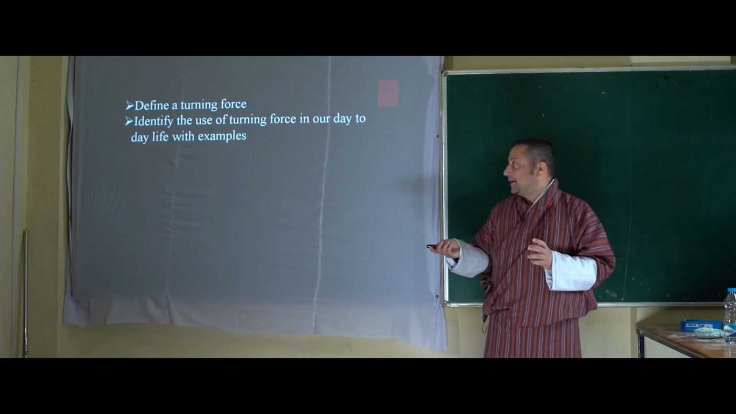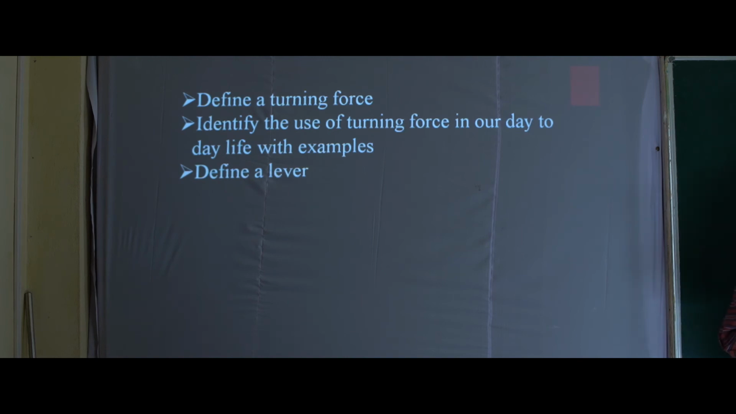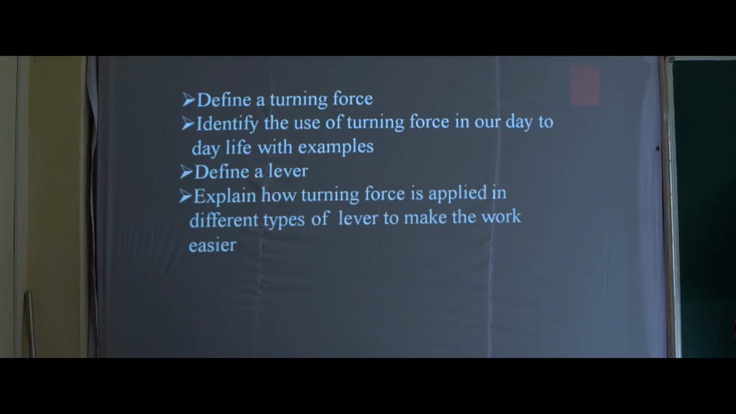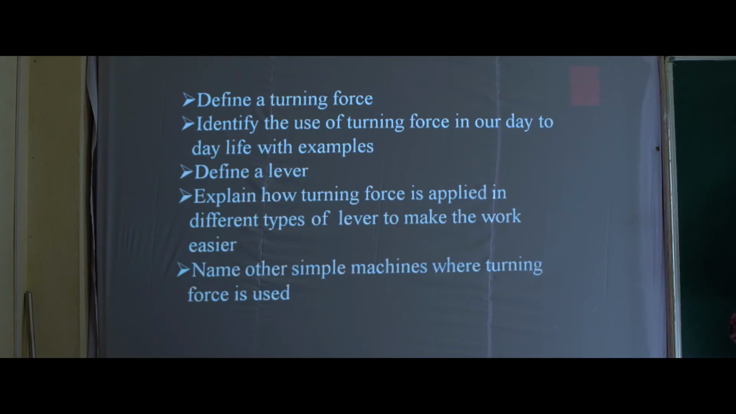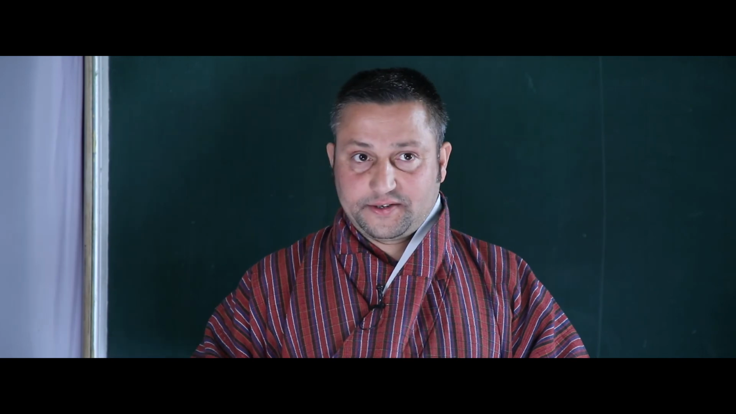Define a lever. I hope we have defined it very well. I hope you agree with me. Explain how turning force is applied in different types of lever to make our work easier. We have seen first class lever, second class lever, and then third class lever. This also we have achieved. And finally, name other simple machines where turning force is applied. We have seen other simple machines like lever, pulley, and also gears, so we have achieved this.